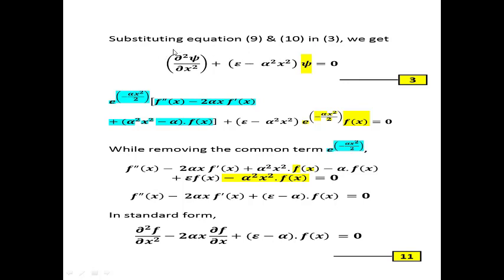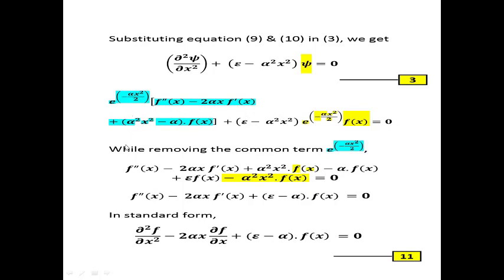So we say that if you just substitute the value for dou squared psi by dou x square from equation number 10, we got this term as it is. Whereas the term of psi will be written as e power minus of alpha x square by 2 into f of x, which we derived from equation number 9. So while we are just removing the common term on both terms, so just notice e power minus alpha x squared by 2 will be common in both terms, so we are just removing it. The right side becomes 0.